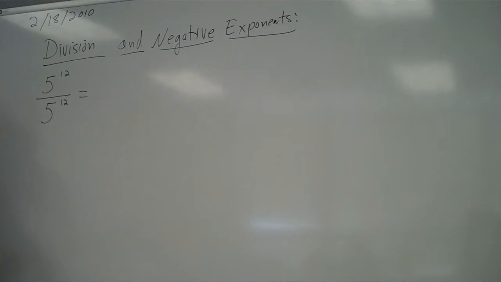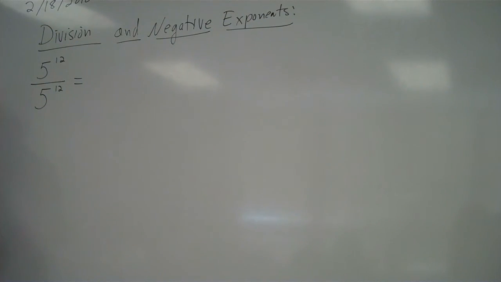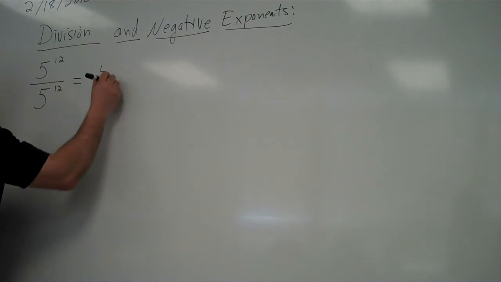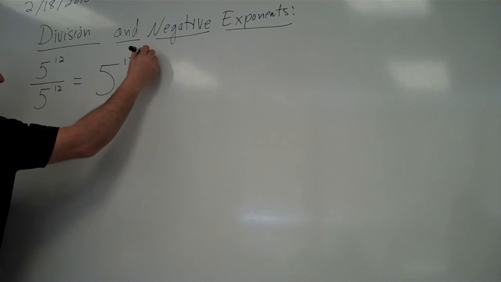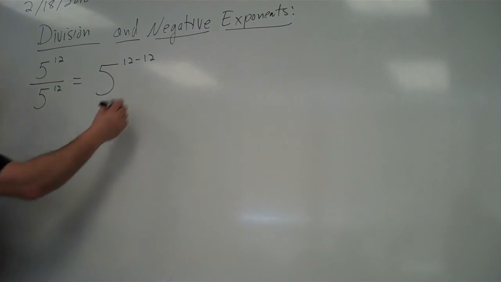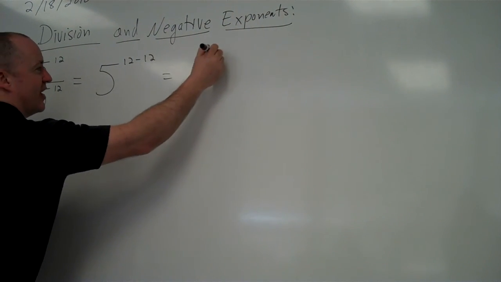Okay, it equals 1. It's 1 to the 0. It's 1. Close, actually. Based on the rule I just gave, it should be 5 raised to the 12 minus 12th power, right? Yeah, but 5 over 5 is... which is 5 to the 0.